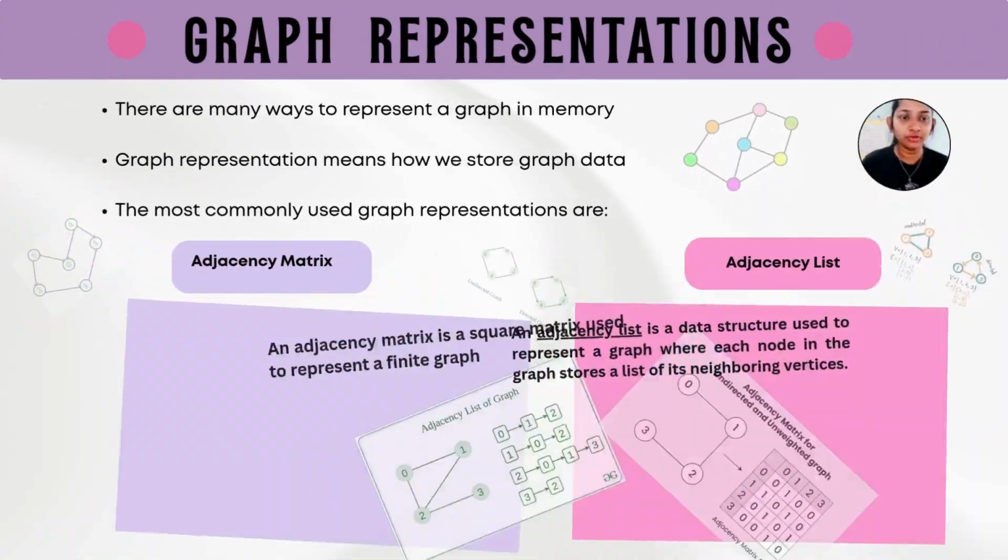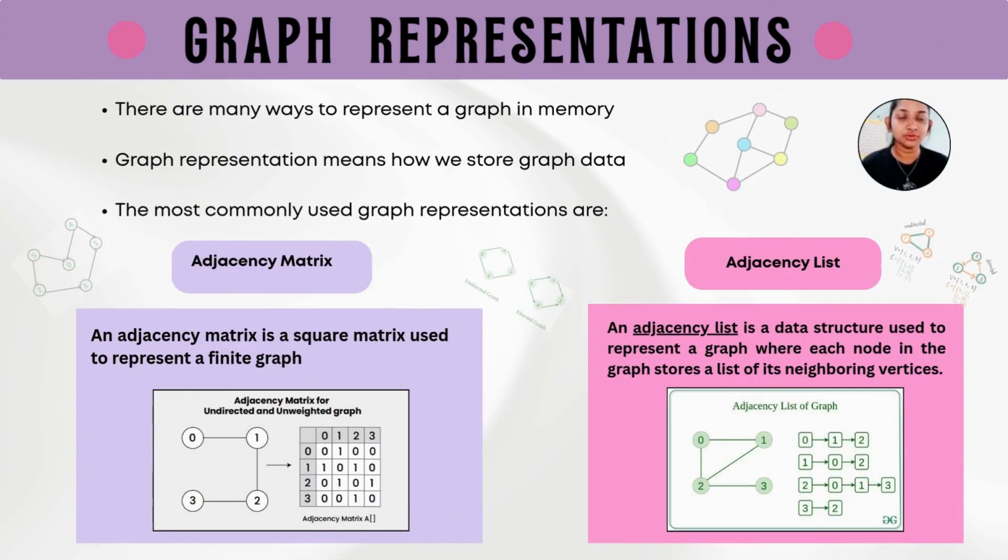Now let's talk about graph representation. There are many ways to represent a graph in computer memory. Graph representation means how we store graph data inside the computer. The most commonly used graph representations are adjacency matrix and adjacency list. An adjacency matrix is a square matrix used to represent a finite graph. Each row and column represents a vertex of a graph. If there is an edge between two vertices, the value is stored in the matrix. An adjacency list stores, for each vertex, a list of its neighboring vertices.